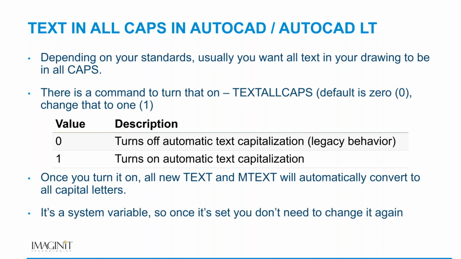All right, so text in all caps in AutoCAD and now AutoCAD LT, this was incorporated. Depending on your standards, you usually want all the text in your drawing to be all caps. There is a command to turn that on. Command is TEXTALLCAPS, default is 0, change that to 1, and it will automatically capitalize all text in MText. It is a system variable, so once it's set, you don't need to change it again, but it will not work in things like your attribute dialog boxes, anything that is not straight MText or regular text.